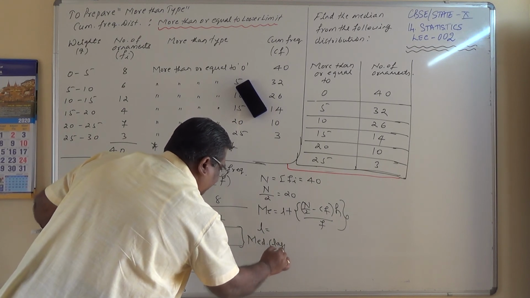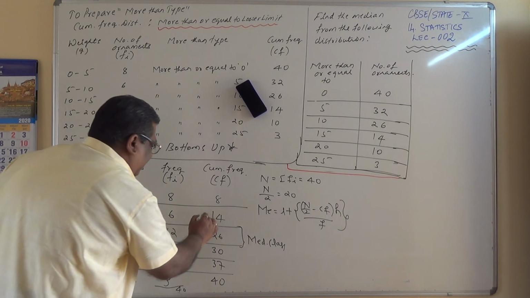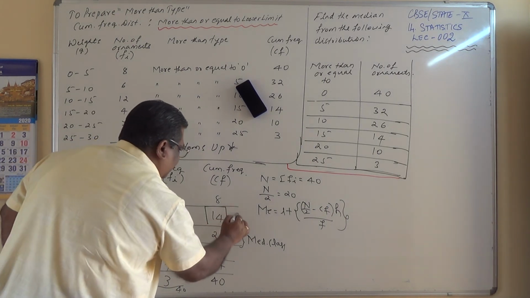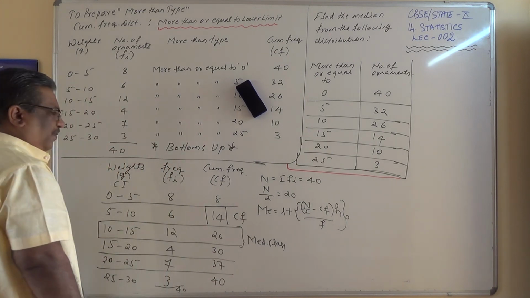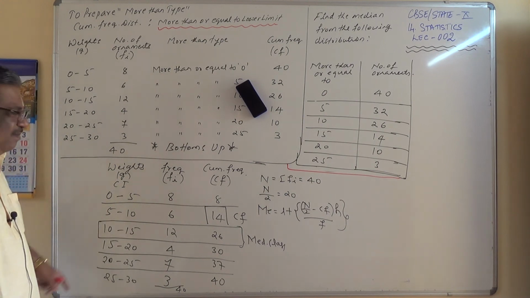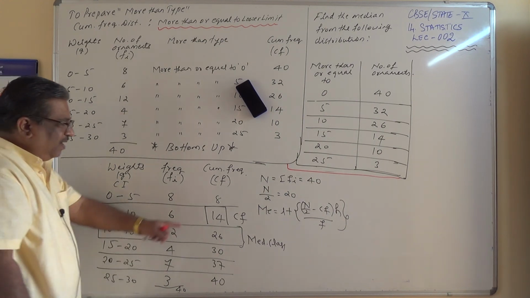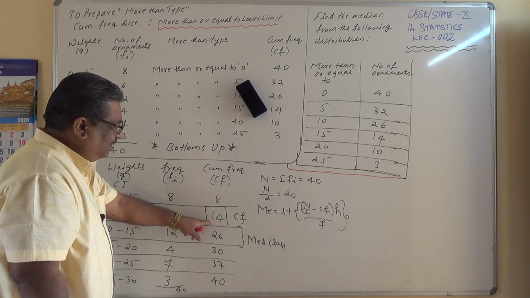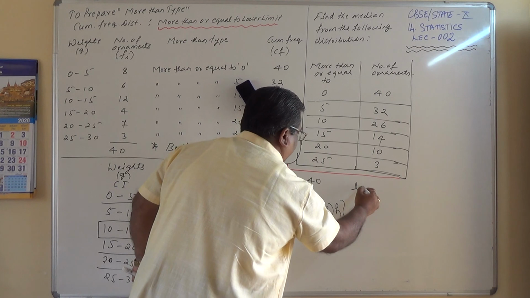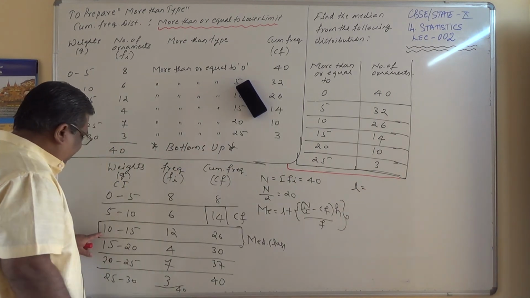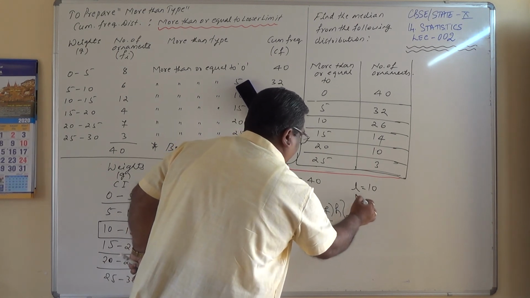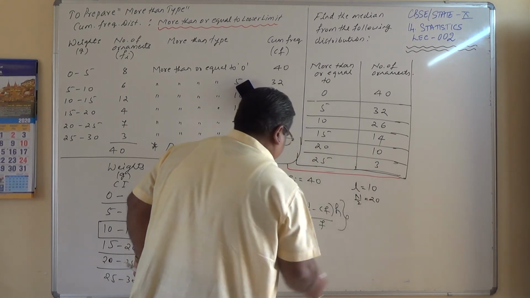The moment you mark the median class, immediately the frequency above it should be marked as CF. This is CF. I hope you are able to understand. The table should have been made a little better, but it's okay. So this is the median class and this is CF. Here we will populate the values. L equals lower limit of median class, which is 10. Next, N by 2, 20.